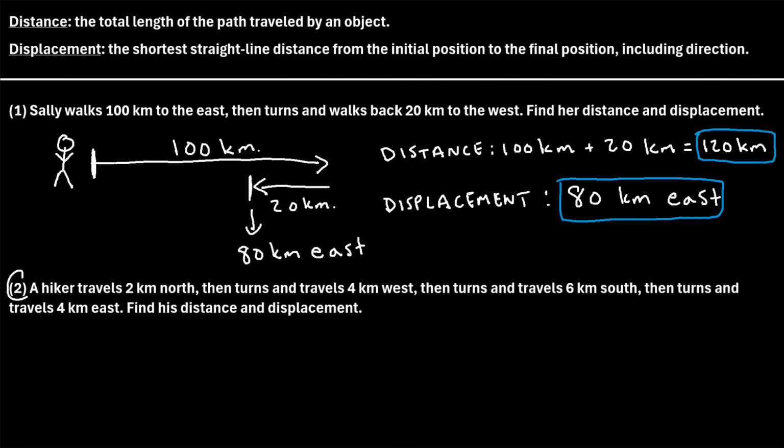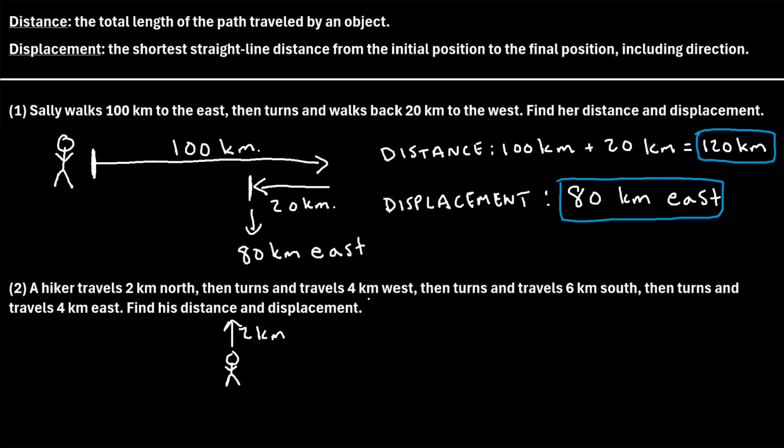Okay, now let's take a look at our second example here. It says, a hiker travels 2 kilometers north, then turns and travels 4 kilometers west, then turns and travels 6 kilometers south, then turns and travels 4 kilometers east. Find his distance and displacement. So let's go ahead and draw this out as well. So we have some traveler, and it says he went 2 kilometers north. So let's draw 2 kilometers north.